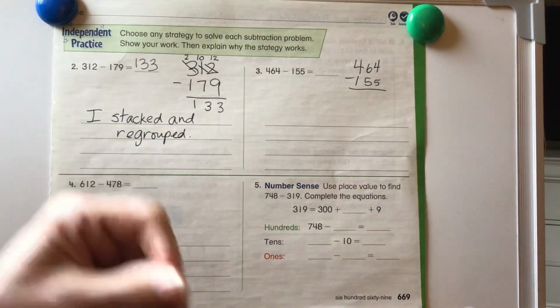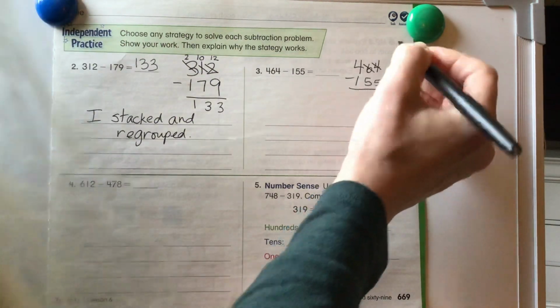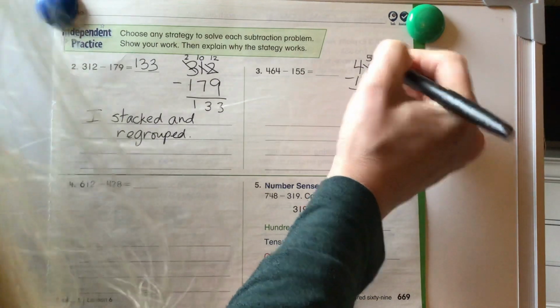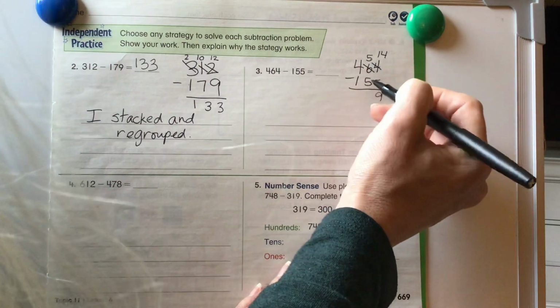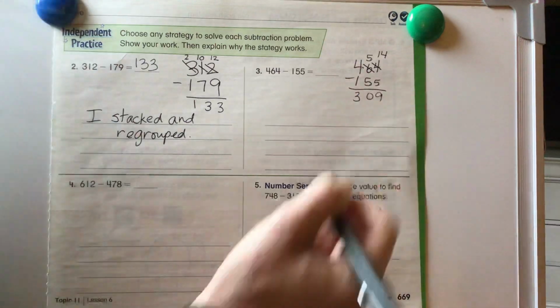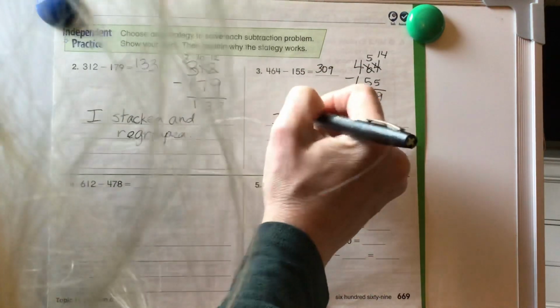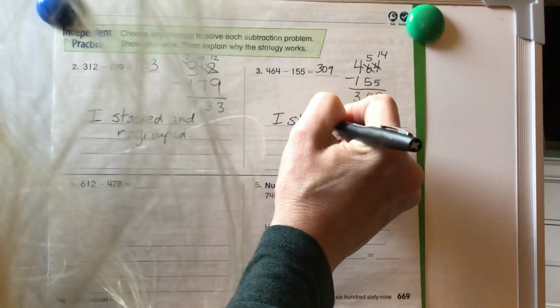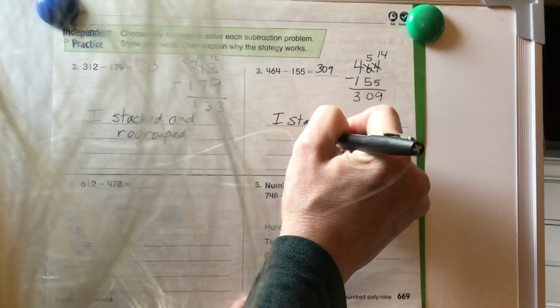I'm just going to stack and regroup. 4 minus 5. Right off the bat, we know that's not going to work. So that's going to have to become 14, and that becomes 5. 14 minus 5 is 9. 5 minus 5 is 0. And 4 minus 1 is 3. So we get a difference of 309. Again, you can say I stacked and regrouped. Okay?